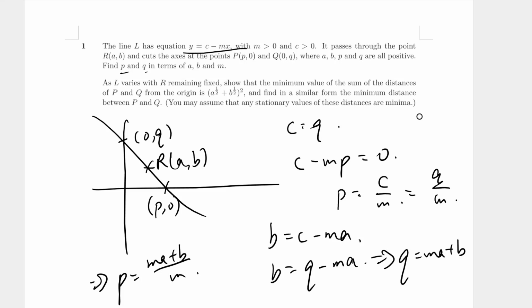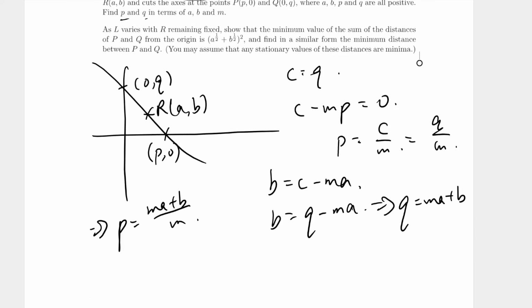Okay, there are lots of letters getting around my head. Okay, so as L varies with R remaining fixed, show that the minimum value of the sum of the distances of P and Q from the origin is root a plus root b all squared. Well, sum of distances, essentially it's just this bit and this bit, right? So essentially I want the minimum of P plus Q. That's my aim. Okay, well, let's do that. So, what is P? I know that P is (ma plus b) over m. And Q is ma plus b.